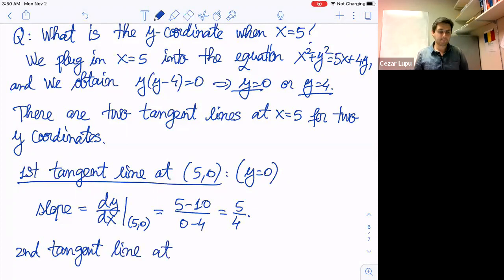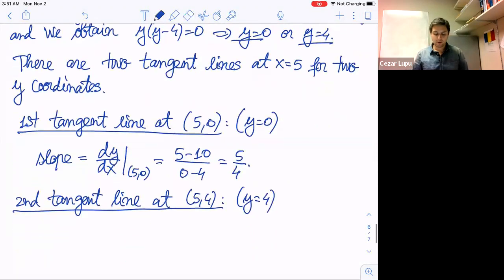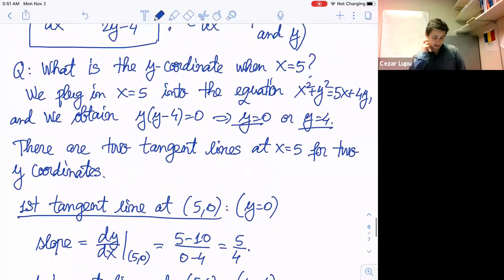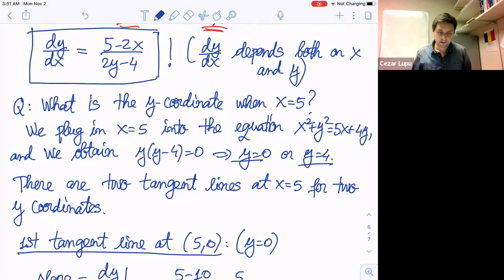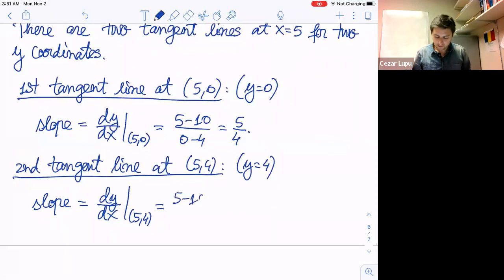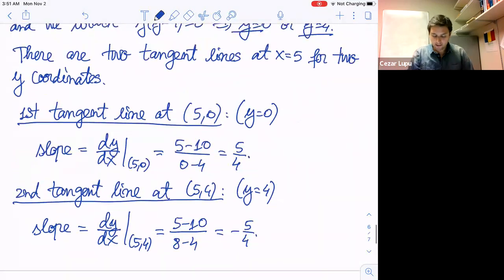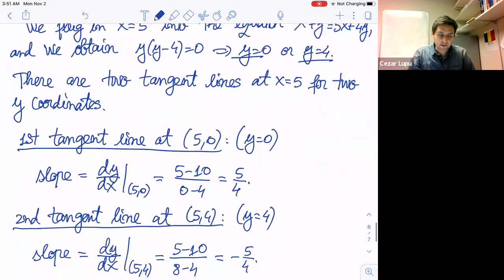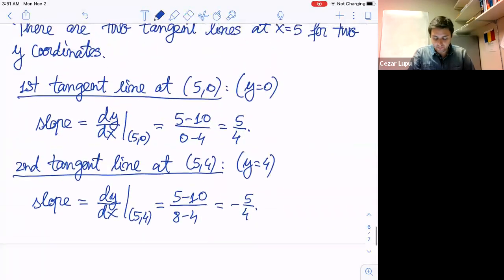The point (5, 4). This would be y equals 4, the second one. So the slope again will be equal to dy over dx at the point (5, 4), and we're going to plug this into the derivative, to this formula here. So this would be 5 minus 10, and this time over 8 minus 4, so this would be negative 5 over 4. Okay, but keep in mind what we want to find: we find the slope of the tangent line. Okay, that's it.